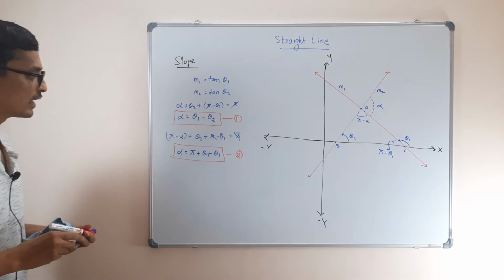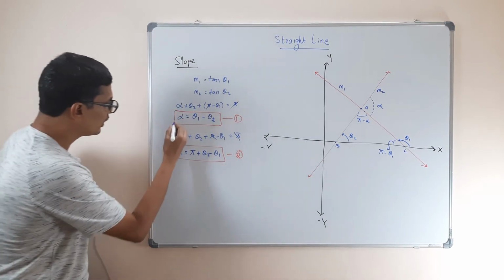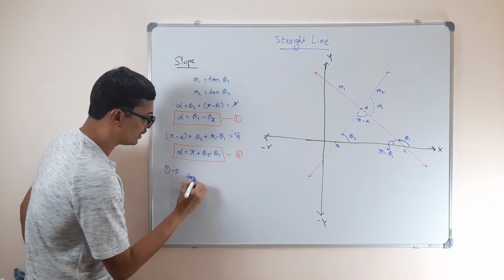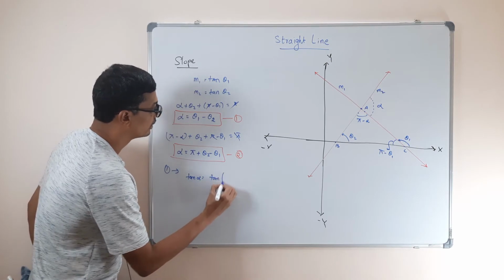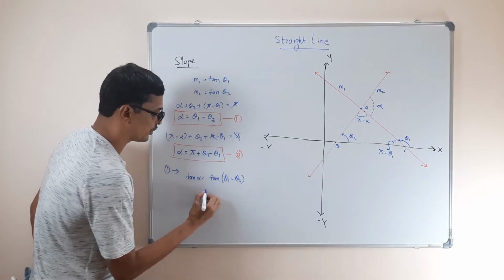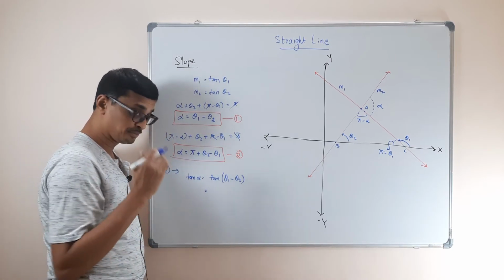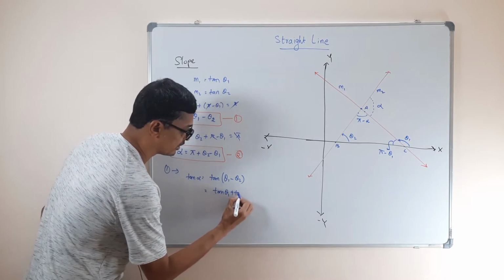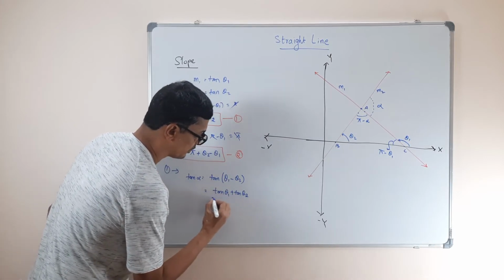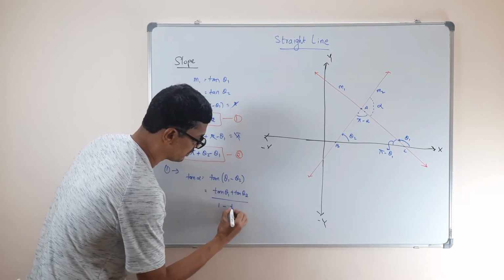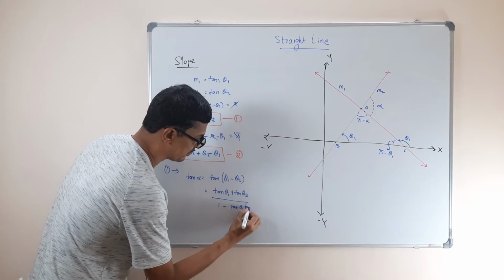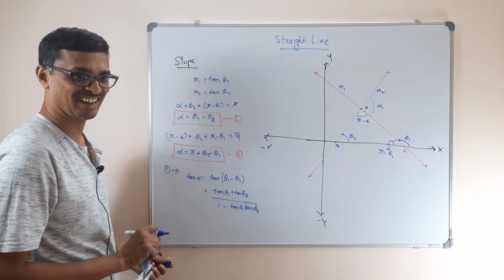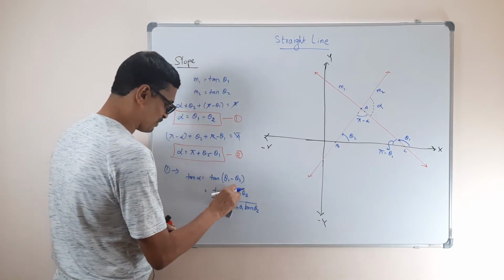So let us find out for case 1 how they are connected. Let me take tan on both sides. Tan alpha will be equal to tan of theta 1 minus theta 2. You know the formula for tan of theta 1 minus theta 2: tan theta 1 minus tan theta 2 divided by 1 plus tan theta 1 tan theta 2. The signs are exactly opposite: the numerator will be minus and the denominator will be plus.